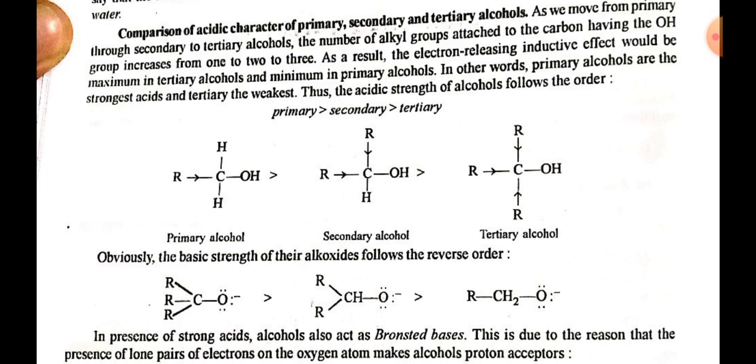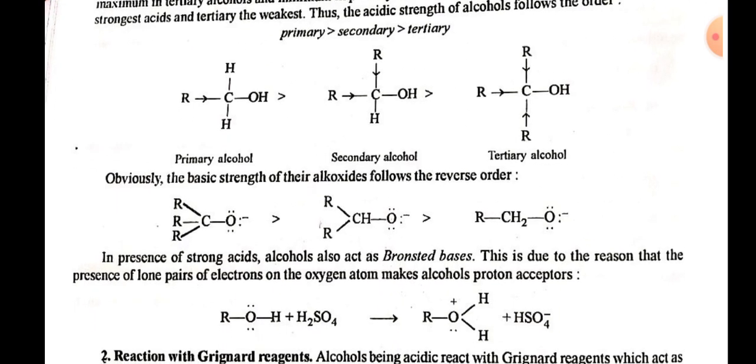Comparison of acidic character. As we move from primary through secondary to tertiary alcohols, the number of alkyl groups attached to the carbon having the OH group increases from 1 to 2 to 3. As a result, the electron releasing inductive effect would be maximum in tertiary alcohols and minimum in primary alcohols. In other words, primary alcohols are the strongest acids and tertiary the weakest. Thus, the acidic strength of alcohols follows the order primary, then secondary, and then tertiary.